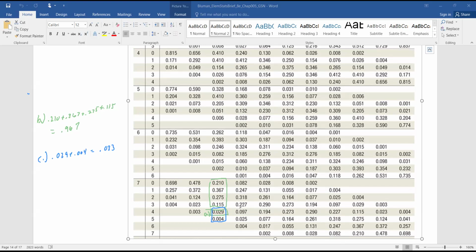Right? So that's how you can utilize the table to help answer your questions. Again, the table is only useful up to 7, unless that's only part of it. It might keep going. If it does, you can use it as much as you want.